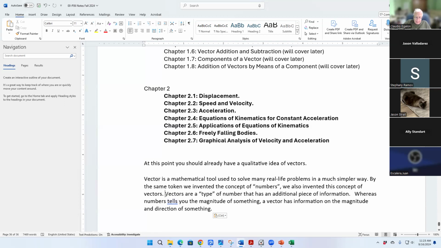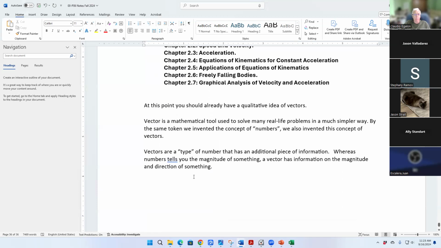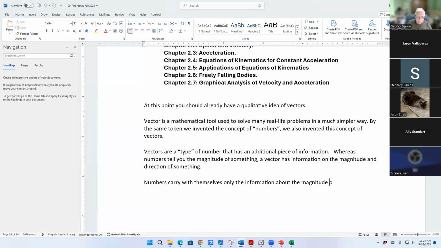I like to tell my students that a vector is a type of number that has an additional piece of information. Whereas numbers tell us only the magnitude of something, a vector has information on the magnitude and direction of something. That's the main difference between vectors and numbers. Numbers carry with themselves only the information about the magnitude of something.